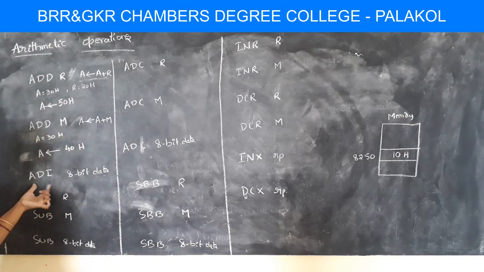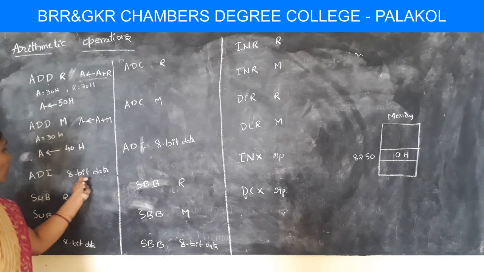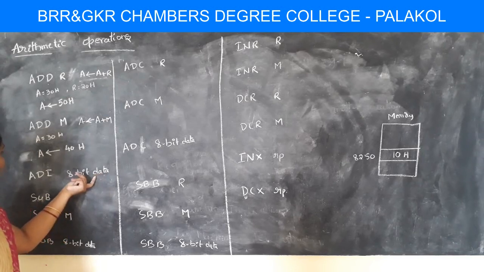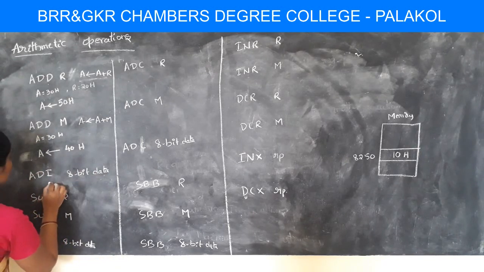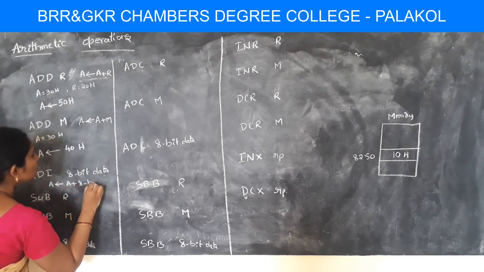And next, ADI. I indicates an immediate data. Whatever data is mentioned here is directly added to the accumulator. Therefore the meaning of this instruction is A tends to A plus 8-bit data.